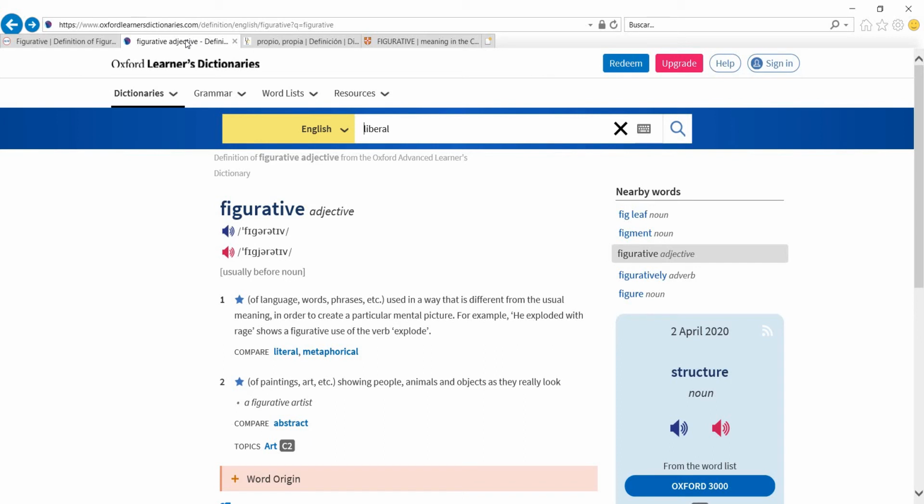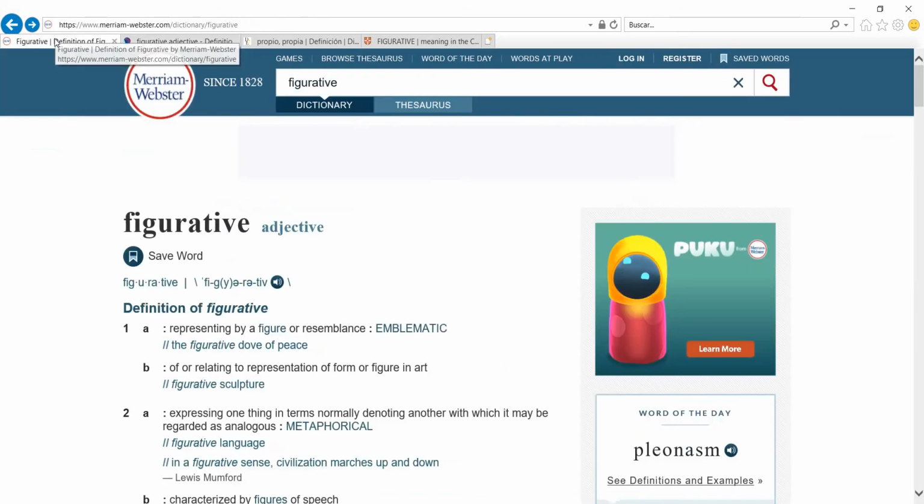That is to say, instead of using the actual words, we use something else to recreate an image that supposedly is going to help us understand better. As it says here, he exploded with rage, gives an idea of rage as an explosion, right? Figurative meaning, for Merriam-Webster, we're going to take sense two, expressing one thing in terms normally denoting another with which it may be regarded as analogous, metaphorical, so figurative language in a figurative sense.